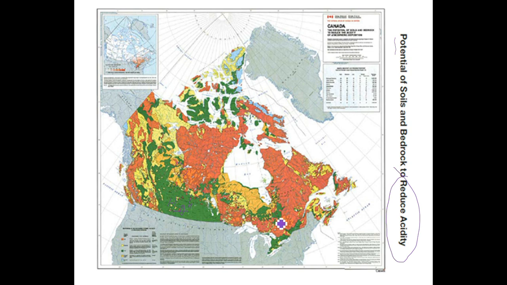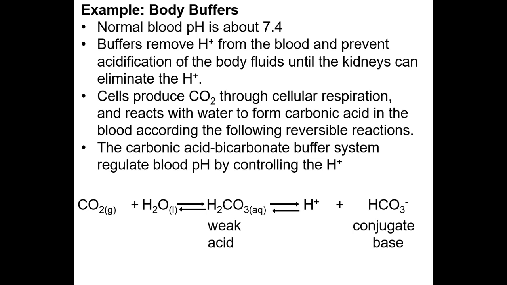everything that we see in red here, so the eastern part of Canada, pretty much all of Quebec, southern Ontario, doesn't have nearly that ability to resist changes in pH. It just doesn't have the high buffering capacity in the soil that we do have in, well, essentially the southern prairie provinces. You also have buffers in your body.